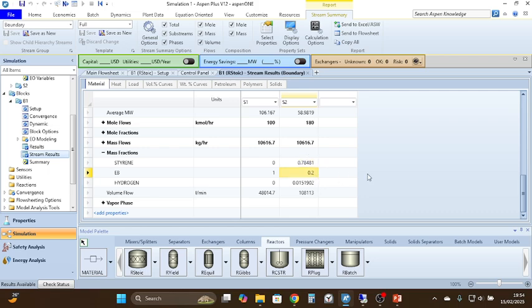And 80% of ethyl benzene is consumed. So 0.2 or 20% of ethyl benzene is present in the result stream. So this is how you can simulate an R-Stoic reactor.